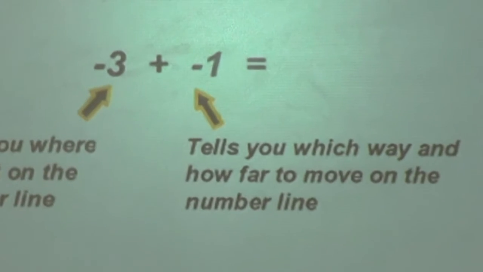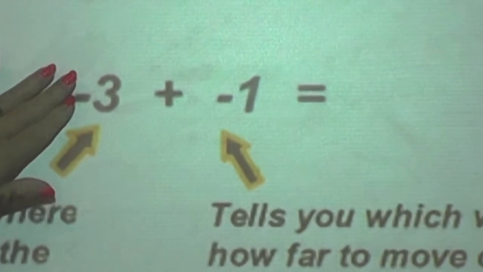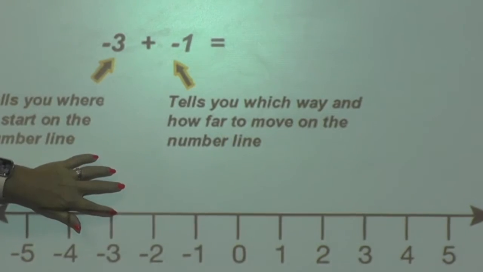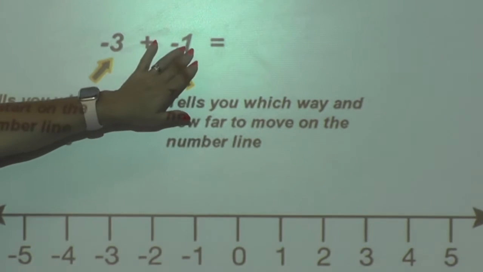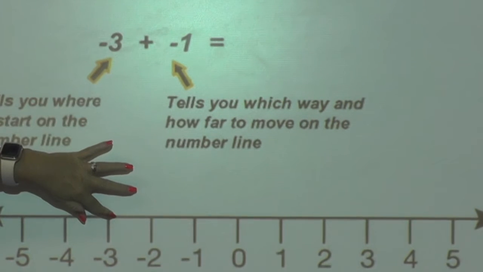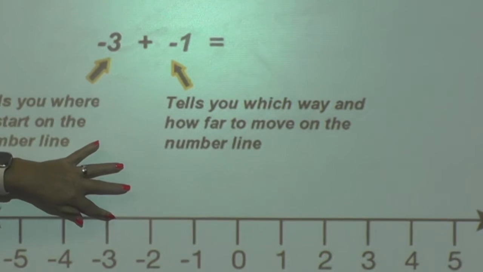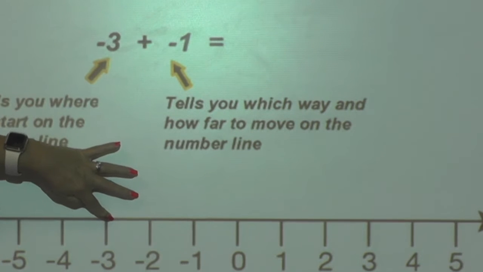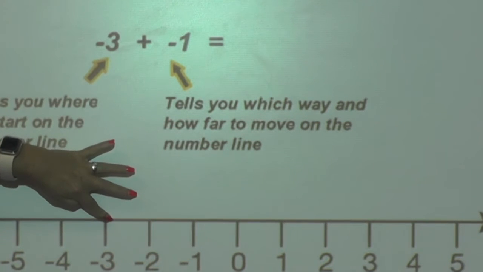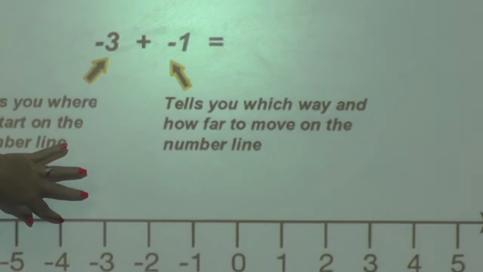All right, let's look at our second problem. -3 plus -1. All right, so the first number tells us where to start. We're at -3, and then we're going to add to that one more negative. So which direction do you think we're going to move this time? Did you move to the left? Because we're adding a negative number. So let's look. -3 plus one more negative puts us at -4. Is that the answer you got with your partner? Excellent.